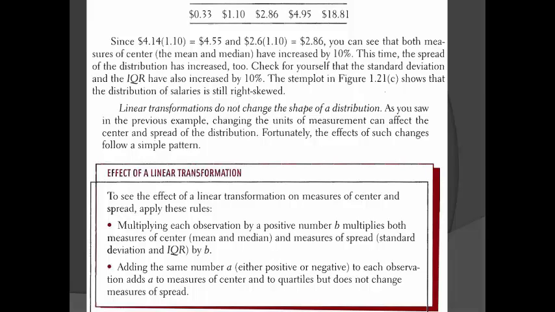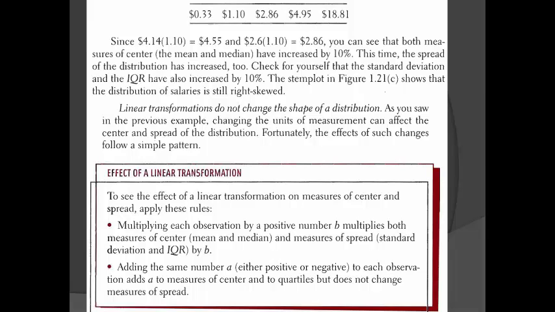Okay, so there's our 5-number summary, and look at the second paragraph down. It says that linear transformations do not change the shape of a distribution. All right, the stem and leaf plots are still heavily skewed to the right.